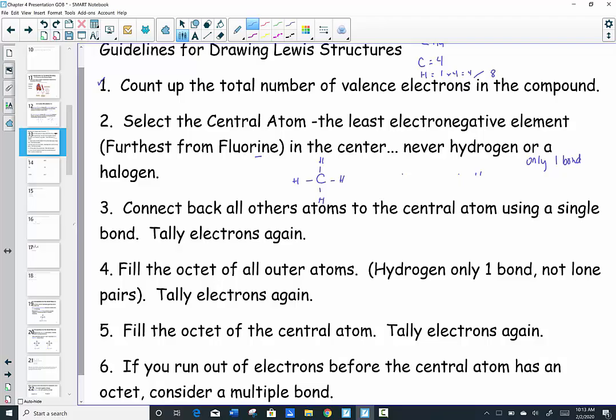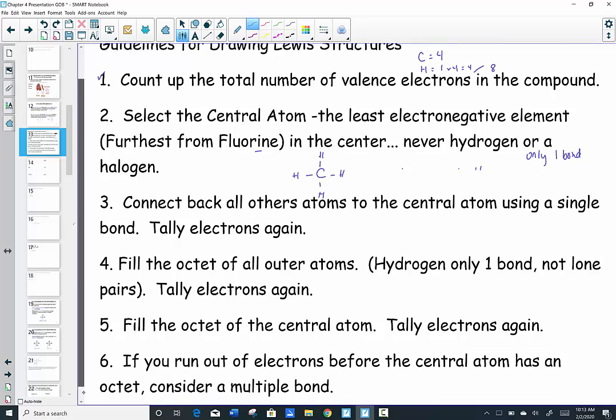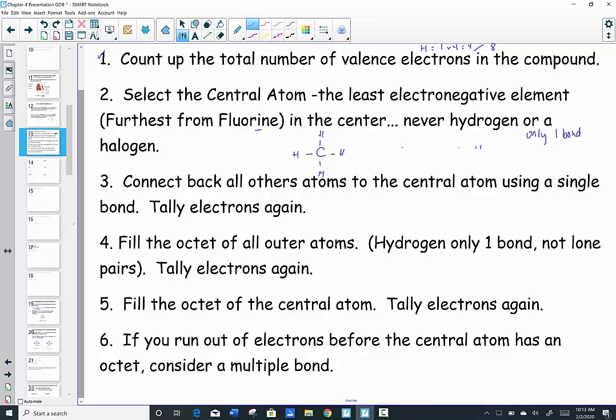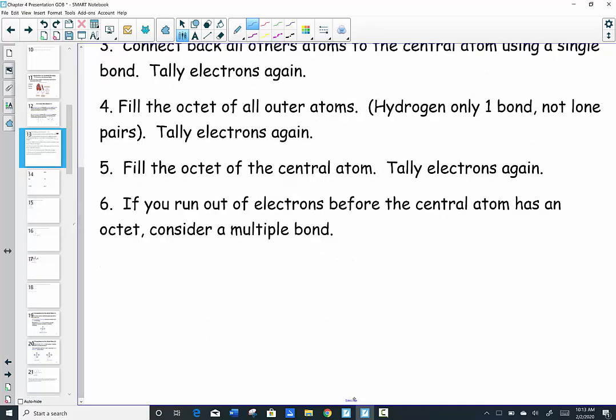After we connect back to the central atom, we're going to fill the octet of all of those outer atoms, again tallying the electrons. If we run out to fill the central atom, we consider a double bond or a multiple bond. I wanted to do some examples with you just so that you can look at these rules and actually employ them. The first one we did was methane, CH4. But let me go through that step by step again.